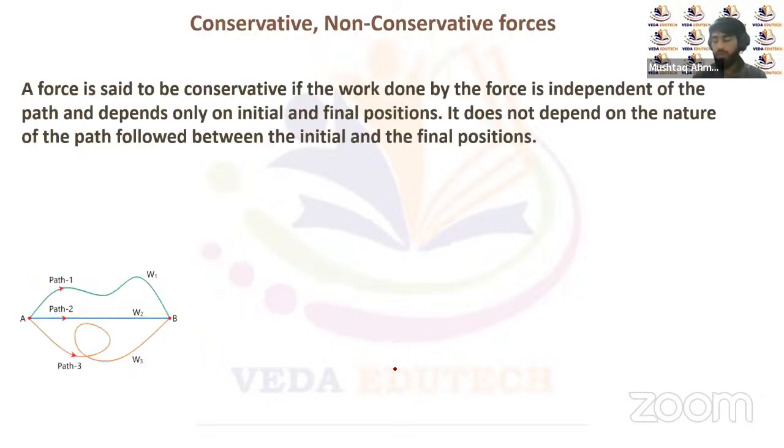Now let's move on to a very important concept: the concept of conservative and non-conservative forces. So, let's talk about the conservative forces. A force is said to be a conservative force if the work done by the force is independent of the path and depends only on the initial and final positions. It does not depend on the nature of the path followed between the initial and the final position. This is the importance of conservative forces.